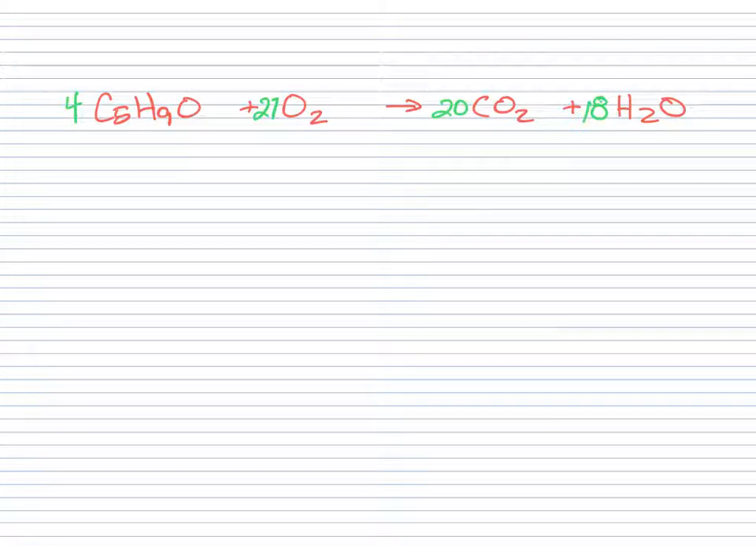So I'm just going to retally everything just to double check that everything matches up. So I'll make my list. 4 times 5 is 20. That's good news. We got 4 times 9 is 36. We got 4. Oh boy. 27 times 2 is 54, plus 4 more is 58. Okay? We got 20 carbons here, 20 carbons here. Alright, we've got 18 times 2 is 36 hydrogens. And we've got 40 oxygens right here.